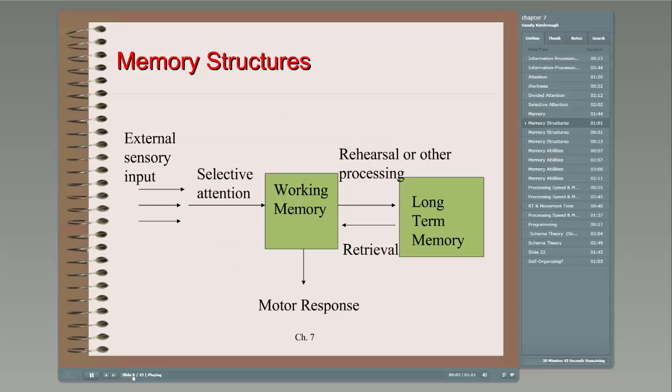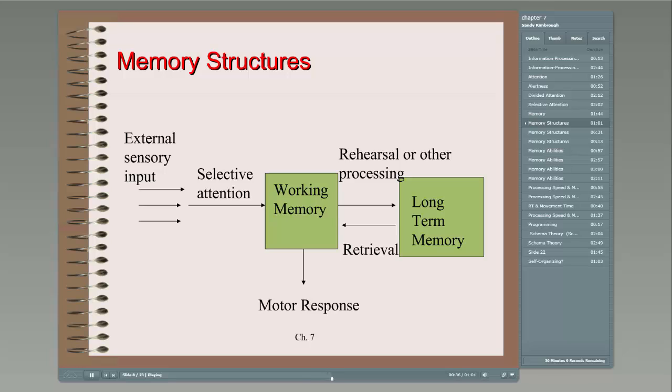This is a little diagram that shows some memory structures. What you have on the left is similar to the information processing model. You have external sensory input, so things you hear and see from the environment. You selectively attend to something and send that stimulus into working memory. Working memory is also known as short-term memory. It's what you're consciously thinking about right now. If you rehearse or do some other type of processing, then that information can move and be stored in long-term memory. To get something out of long-term memory is called retrieval.